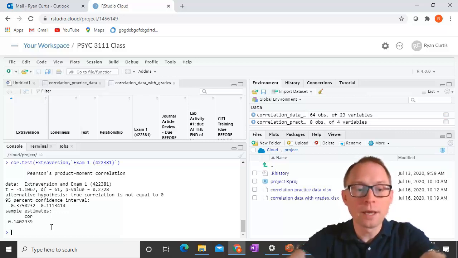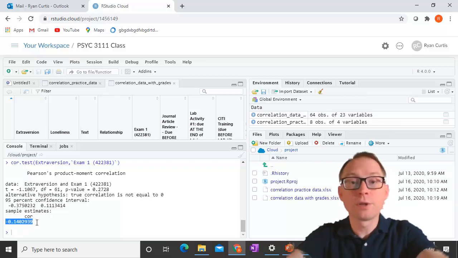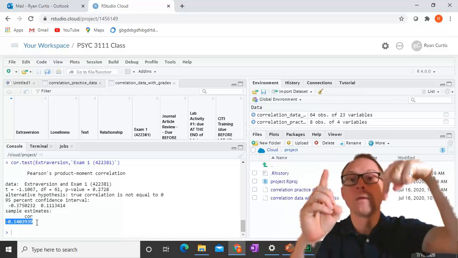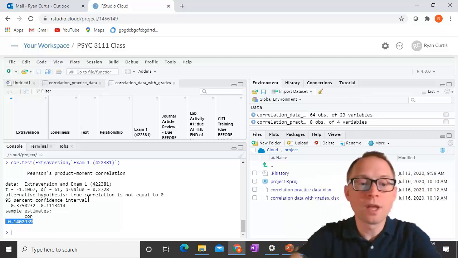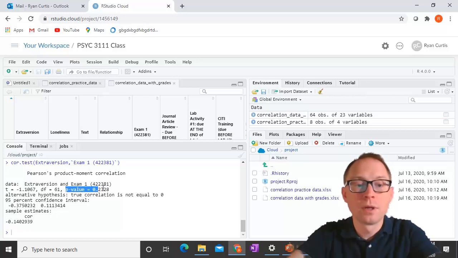Now, you might say, well, what are you talking about? Remember, we're looking at the p-value. What is the probability of getting the statistic when the null hypothesis is true? The statistic that we actually get, the correlation, is right here. It's the negative 0.14. This says there is a relationship. It's saying that as extroversion goes up, exam scores go down. That is what it's saying, right? But the probability of getting that value by chance, that is, getting that value when the null hypothesis is true, is about 27%. And that is too high for our standards. Our standard is 0.05, so therefore we have to fail to reject the null hypothesis.